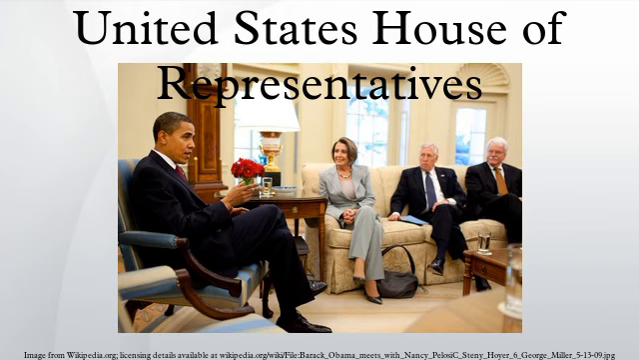Salary and benefits. Salaries: as of January 2010, the annual salary of each representative is $174,000. The Speaker of the House and the majority and minority leaders earn more, $223,500 for the Speaker and $193,400 for their party leaders. A cost of living adjustment increase takes effect annually unless Congress votes to not accept it.